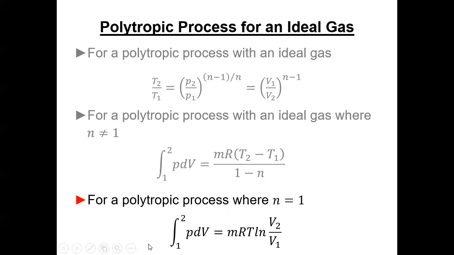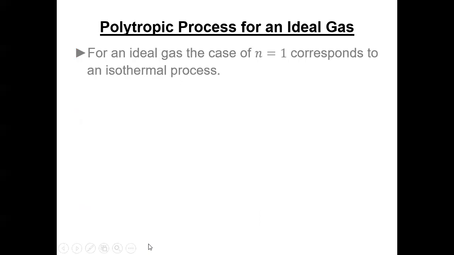I think the combination of reading through these things, making sure you understand when each one applies, working the homework problems, and studying the example problems in the book should get you pretty comfortable with using these different relations. And I think this is the last slide. For an ideal gas, case n equals 1, just a reminder, that's an isothermal process. Okay, so that's pretty good.